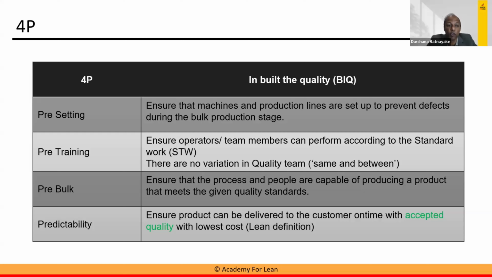Therefore, we discussed this 4P area separately and how this 4P is linked to the 4M, then how it's linked to the BIQ or the quality. We clearly defined and discussed it. I think this was the topic for more than half an hour last time. So I think all of you got some idea about 4P.